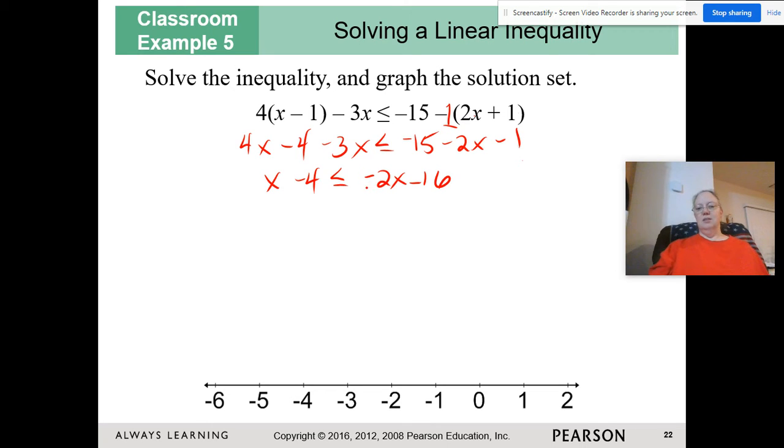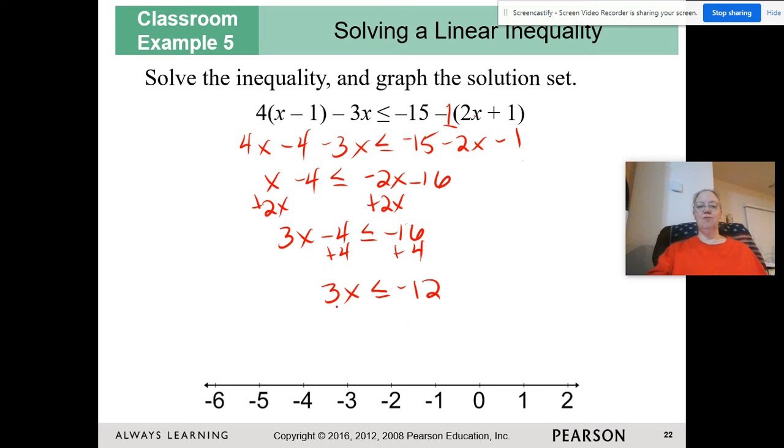Okay. So we want the variable to be positive if at all possible. So by adding 2x, that will give me a positive x. We're going to add 4. Guys, if you have a negative number and a positive number, you're adding those together, you're going to actually subtract the numbers, take the sign of the bigger one. So it's going to be a negative 12. Divide by a positive 3. Since I'm dividing by a positive, I do not reverse the symbol. I have x is less than or equal to negative 4.